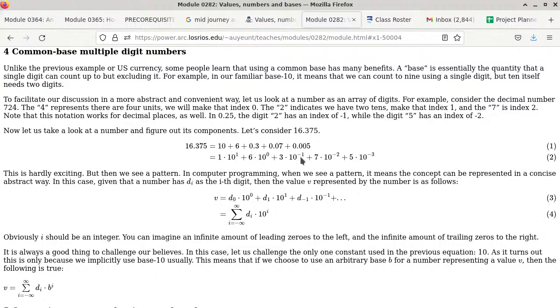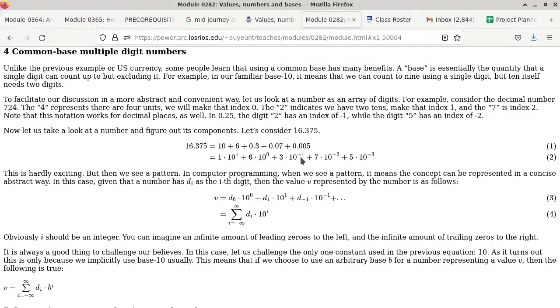What about the 5 over here? Well, that 5 is corresponding to the quantity of 10 to the power of, it's right there, -3. So i would be -3 in the case of the 5. So this 5 here, which is a concrete example, would have been d subscript -3 using the other notation that is described in this paragraph.